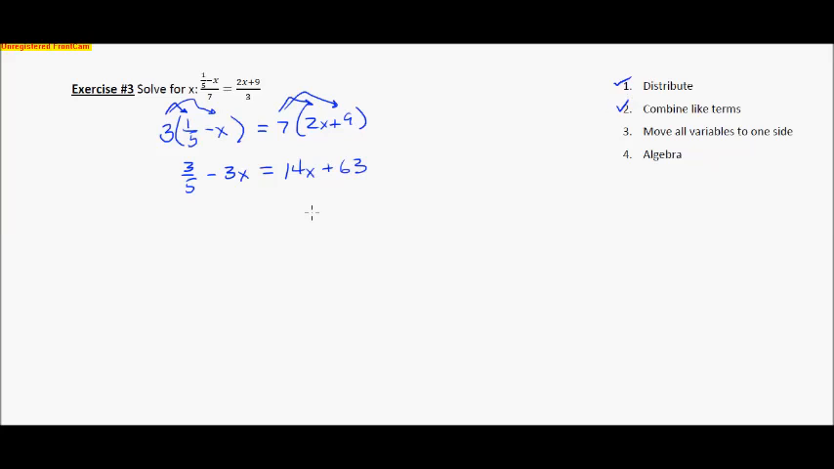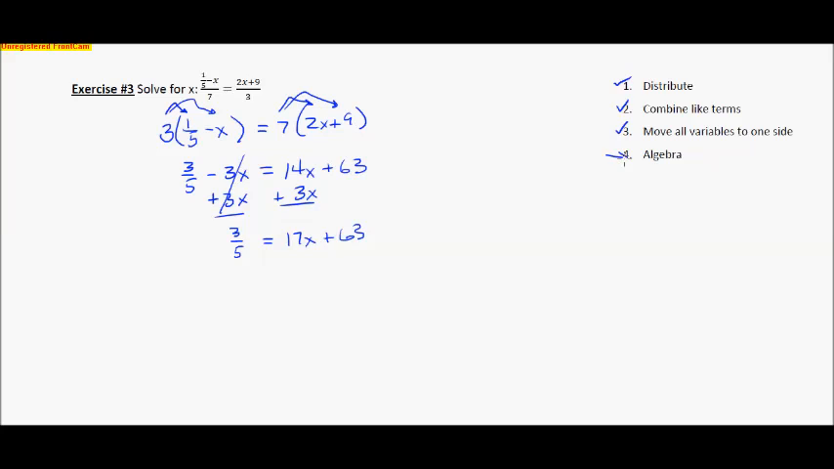So now I need to move all the variables to one side. And this is the smaller x, so I'm going to move this one first. Since it's a minus 3x, I'm going to add 3x to both sides. These go away. Bring down the 3/5. Bring down the equals. 14x plus 3x is 17x. And bring down my 63.